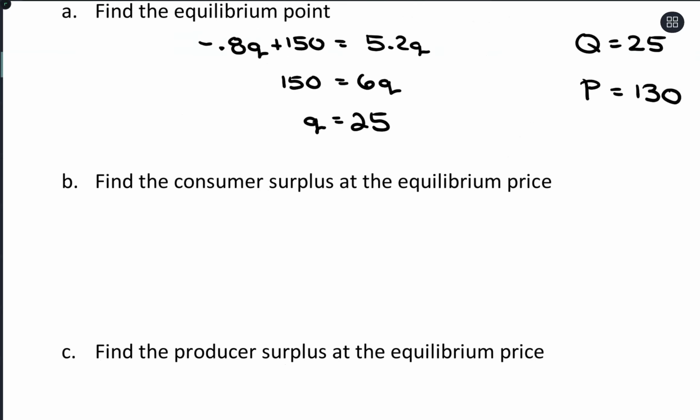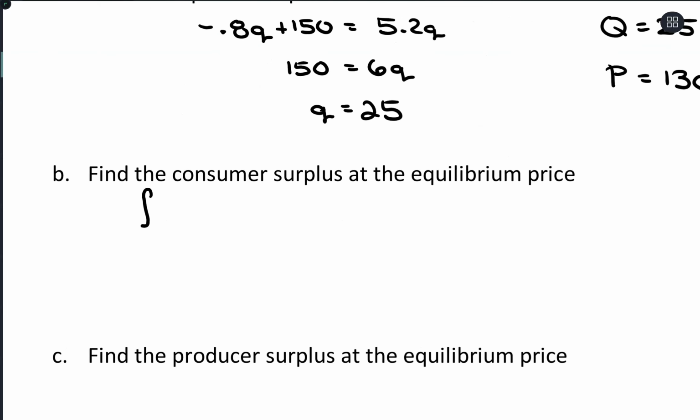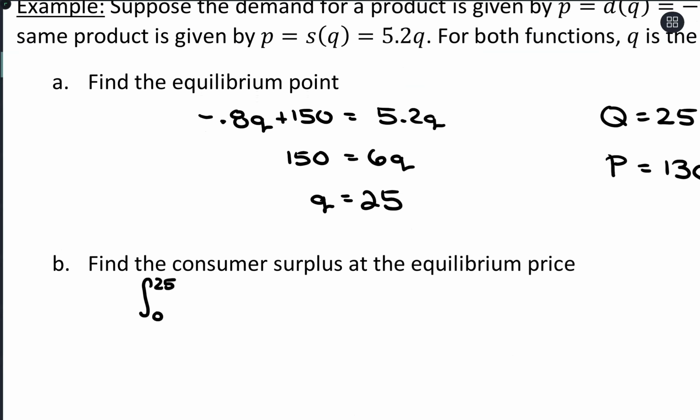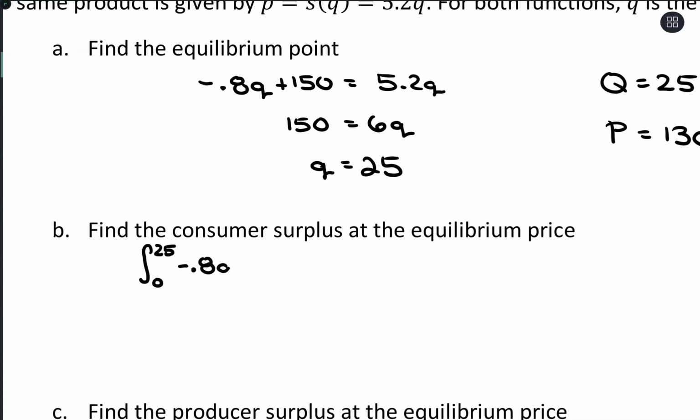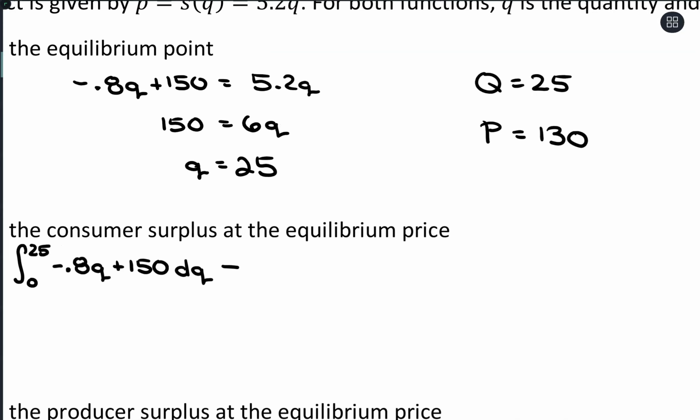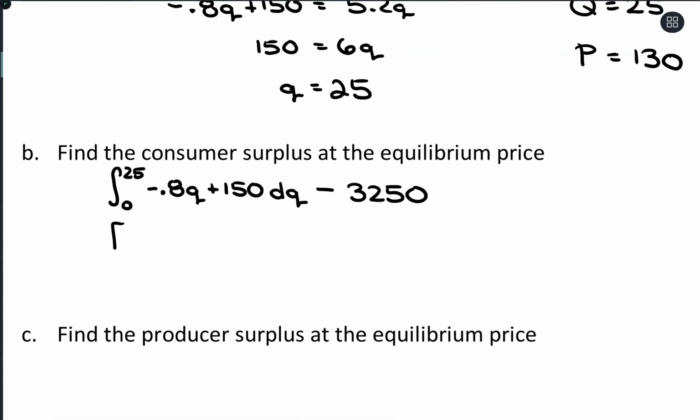Let's find the consumer surplus. So we're going to go the definite integral from 0 to Q, which in this case is 25. We're going to use our demand function, so negative 0.8Q plus 150. We're going to go dQ minus Q times P, so 25 times 130, which is 3,250. Okay. Let's take the antiderivative, so negative 0.8, that would be Q squared over 2, so negative 0.4Q squared, plus 150Q, evaluating from 0 to 25, minus 3,250.